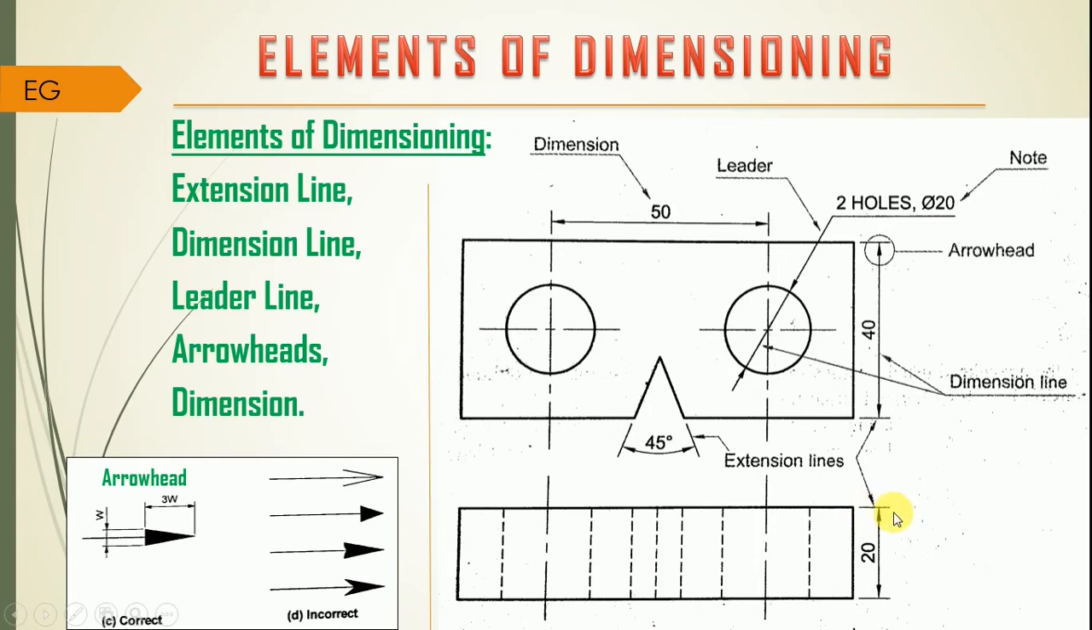So to show the dimension of an object, whatever lines we draw from the ends of the object, those extension lines are actually part of dimensioning. So the very first element of dimensioning is what? Extension line. To show the dimension you must initially show the extension lines. Okay, the second element is what?